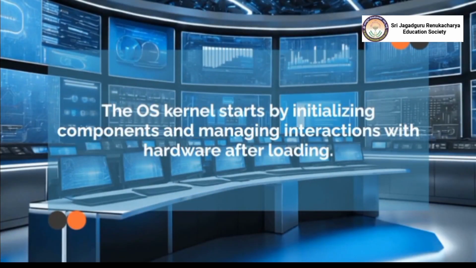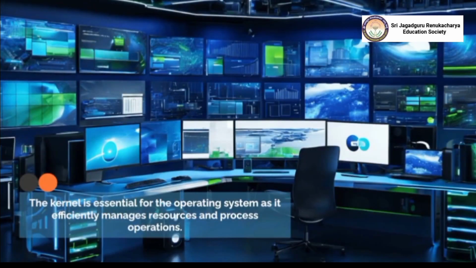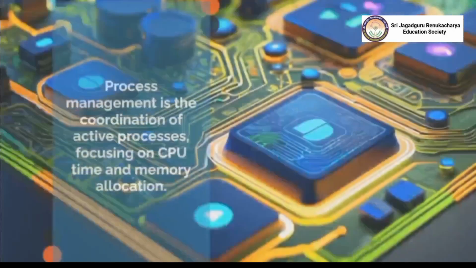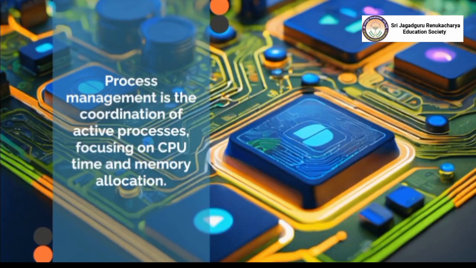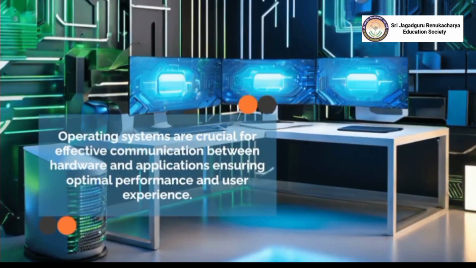Once loaded, the OS kernel starts, initializing system components and managing hardware interactions. The kernel, central to the OS, efficiently manages system resources and process operations. Process management involves handling active processes, including allocation of CPU time and memory. Operating systems ensure smooth interaction between hardware components and user applications for efficient computing.